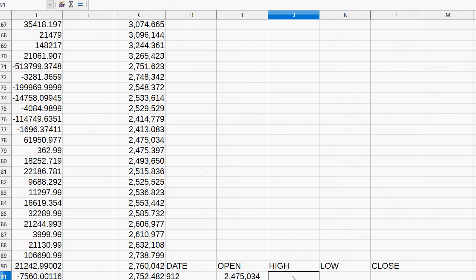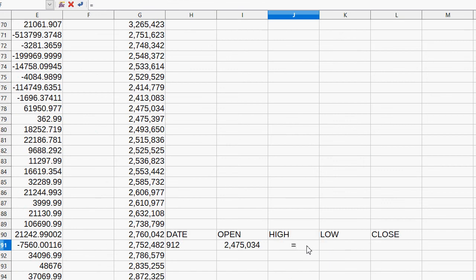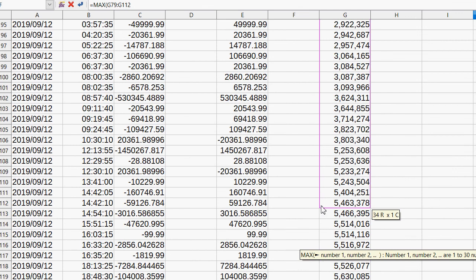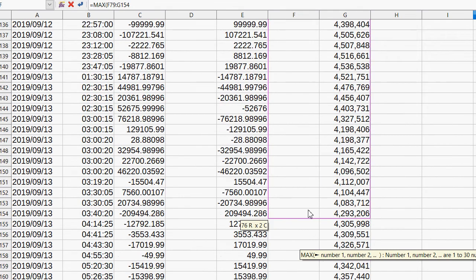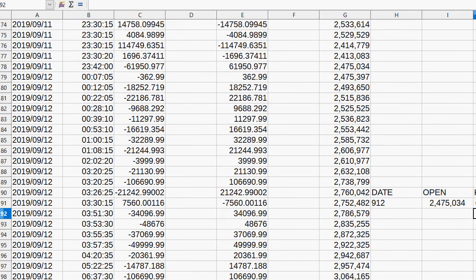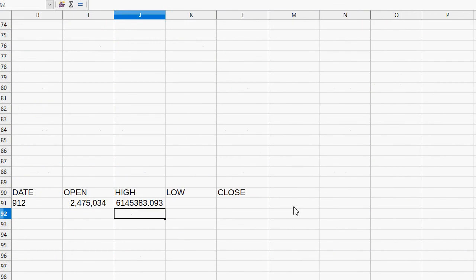Okay, what was the high? Well, I can just do equals max. And this is where it gets tedious because you have to do this on every single day the same way. There's a lot of data on the 12th. And you know what? While you're at it, you might as well do the count. I can see there's 62. You never know, that data could come in handy.